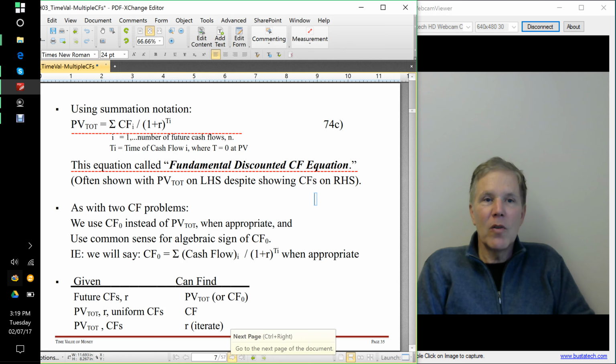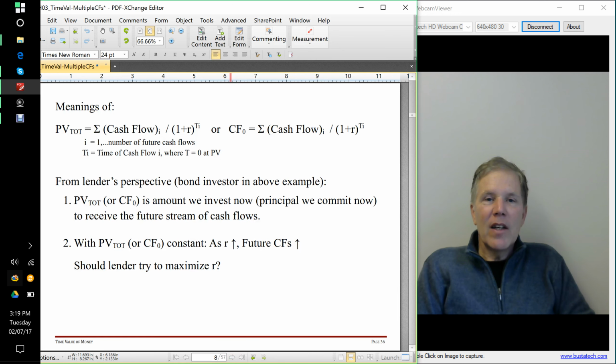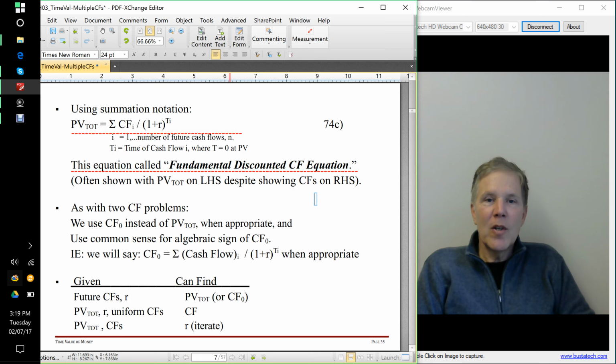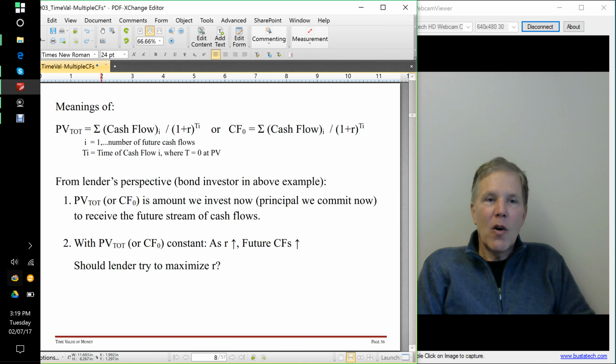Okay, so let's think a little bit about the deeper meaning of this multiple cash flow formula, the fundamental discounted cash flow equation. In the PV tote form, it looks like this. In the CF0 form, it looks like this.